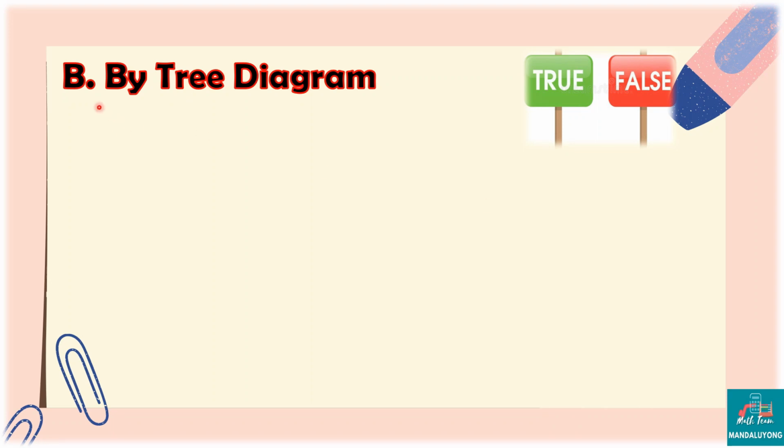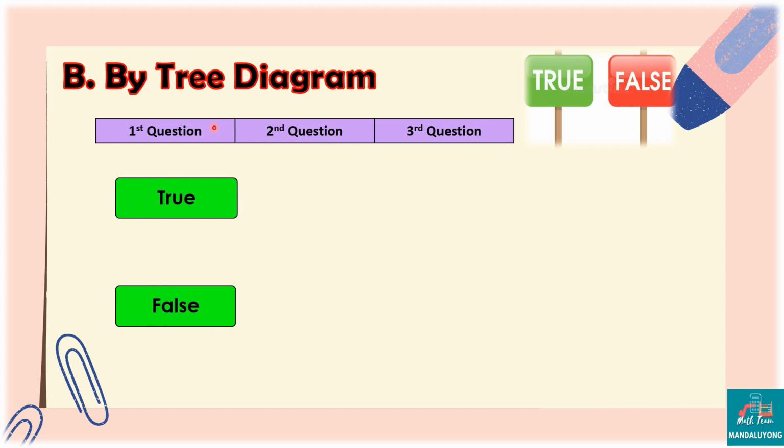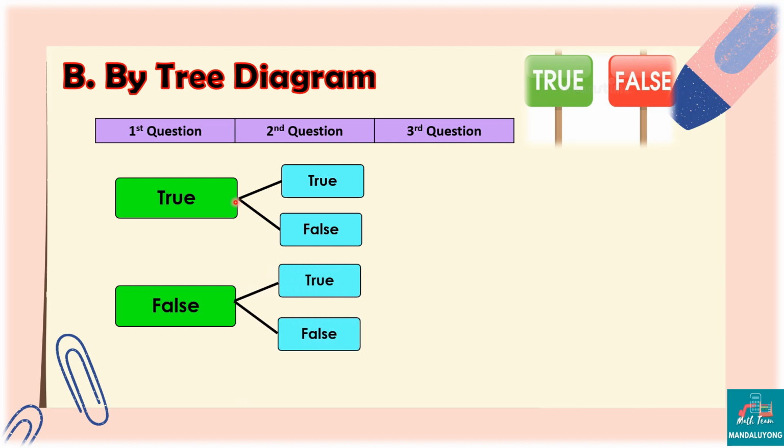Next, let us choose by tree diagram. Again, there are 3 questions, first, second, and third question. Sa unang tanong, maaari tayong magkaroon ng sagot na 1 true or 1 false. Sa ikalawang tanong, maaari tayong magkaroon ng 1 sagot na true o kaya false mula sa sagot natin sa unang tanong na true. Ganun din, mula sa unang sagot na false, sa unang tanong, maaaring magkaroon ng true at 1 false pagdating sa ikalawang tanong.